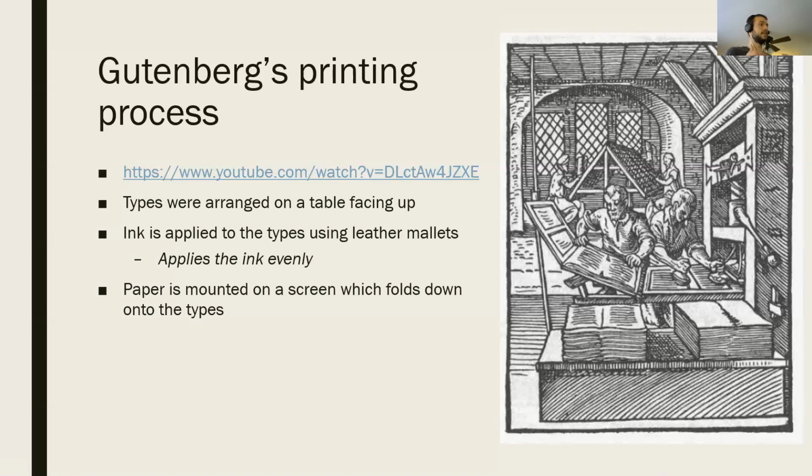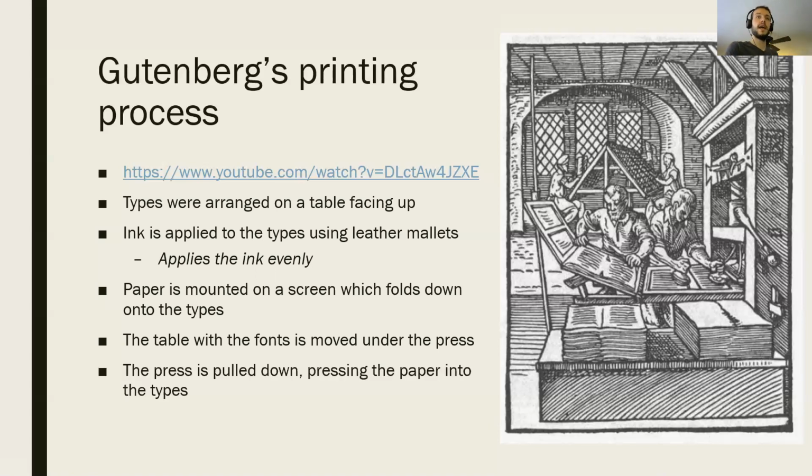Then the paper is mounted on a screen, which folds down onto the type such that it touches the types. Then the table with the types is moved under the actual press, and the press is pulled down, pressing the paper into the types. It's important that this force is added to give a really good printing of the text. And then finally, the paper is removed with the printed text. You can watch a video showing how this process actually occurs.